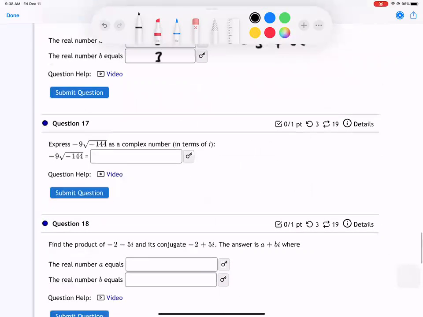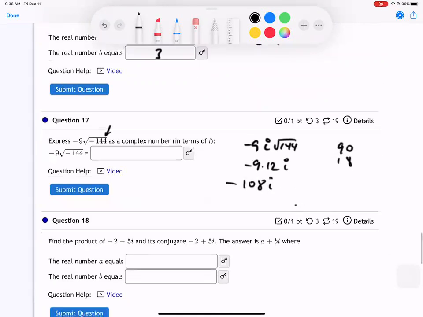This expression here, you have to first get rid of the imaginary number. Then you can take the square root of 144, which is 12. So negative 9 times 12i. 9 times 12 is 108... 90 plus 18. That's going to be 108. You always have to take the imaginary out first.